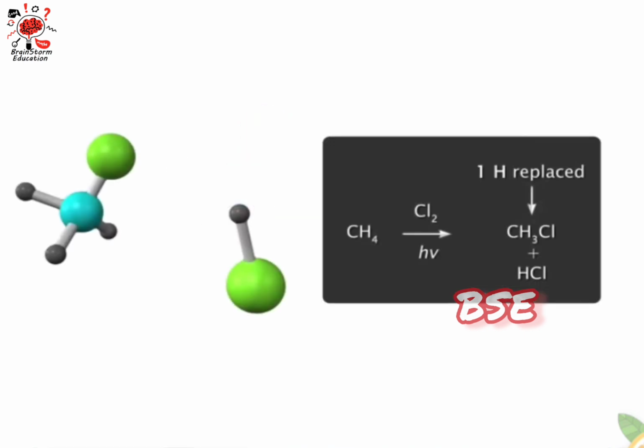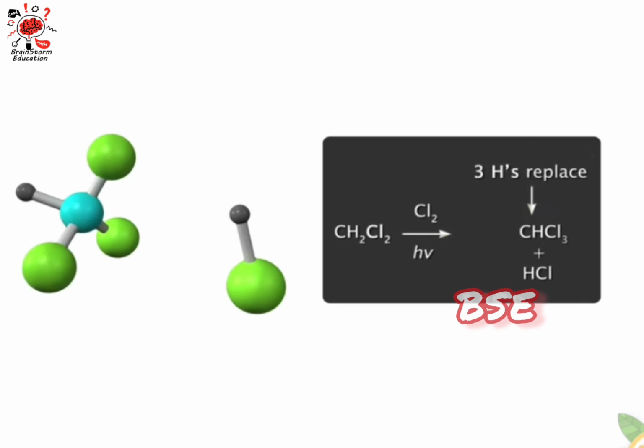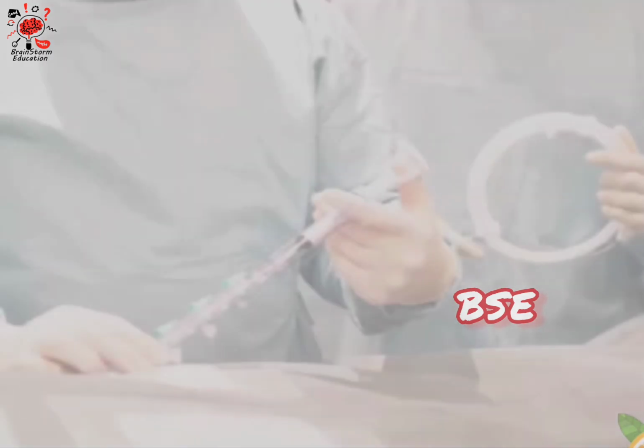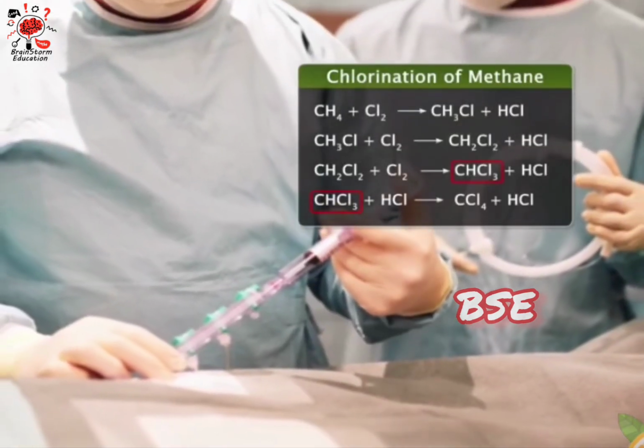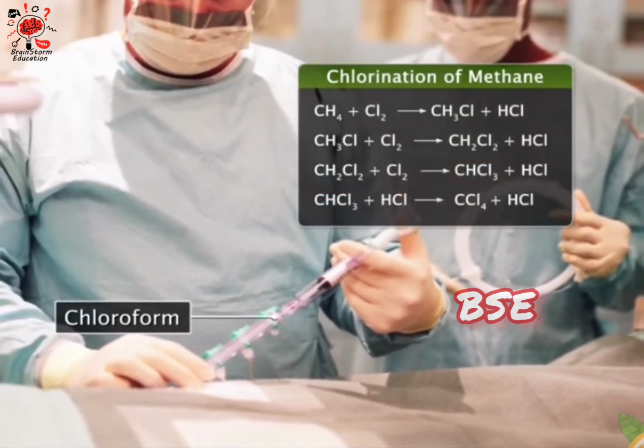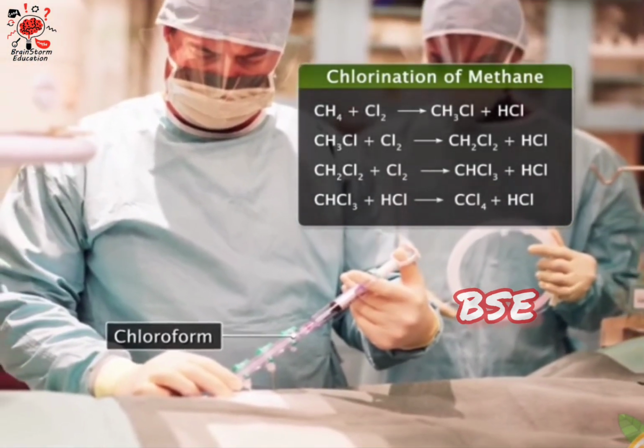If chlorine is in excess, the reaction does not stop here. One by one, all the 4 hydrogen atoms of methane get substituted by 4 chlorine atoms. Trichloromethane or chloroform is used as an anesthetic in hospitals.